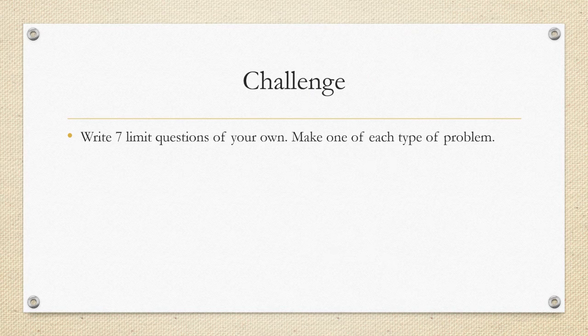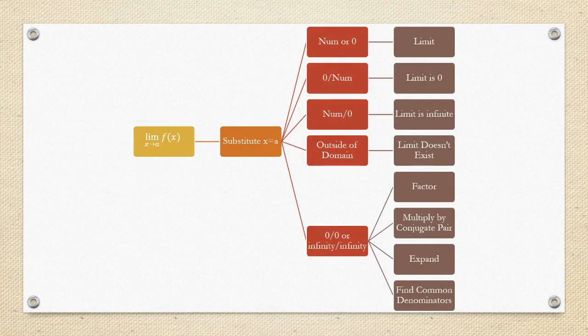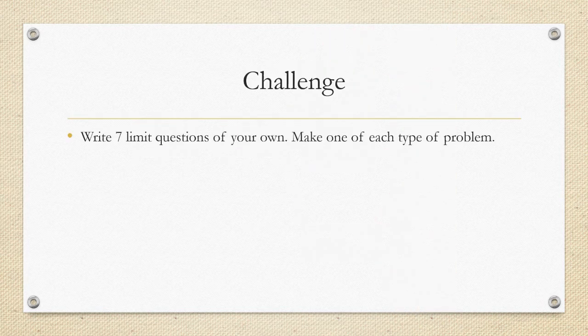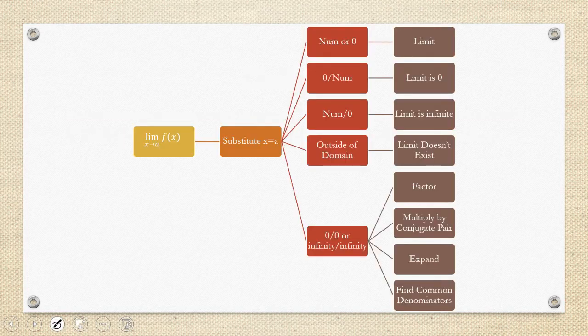My challenge to you is to write, I said 7, but it looks like 8. My challenge to you is to try to write 8 limit questions of your own that are one of each type of problem. So one that's just a straight up substitution, you get a number. One that is a substitution, but you get 0 divided by a number. Try to write those so that you can practice what that looks like. So try to write some 0 over 0 problems and see if you can do that.